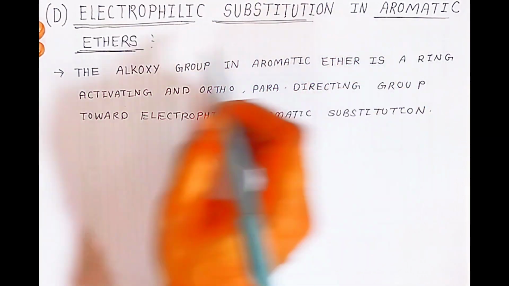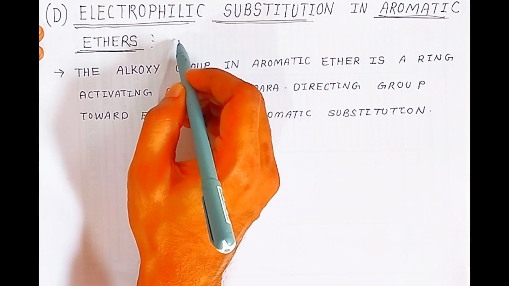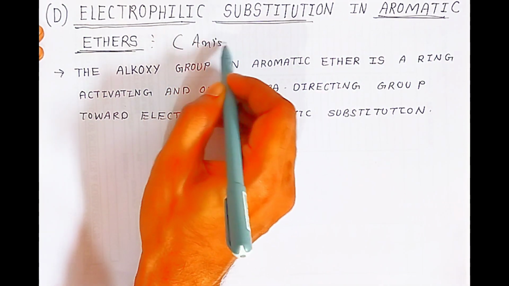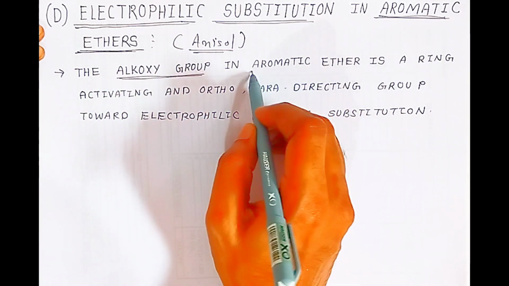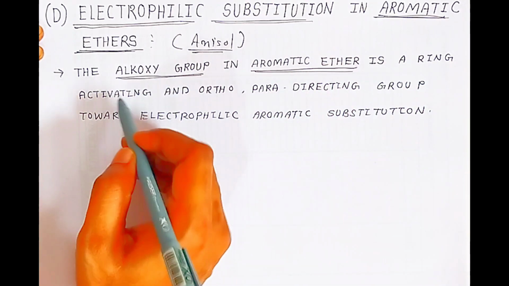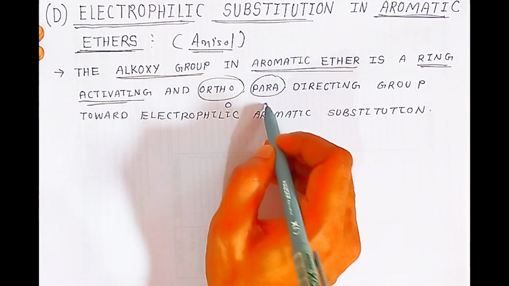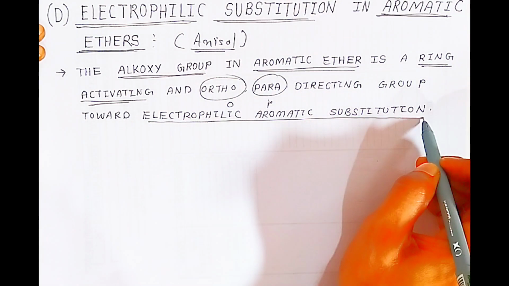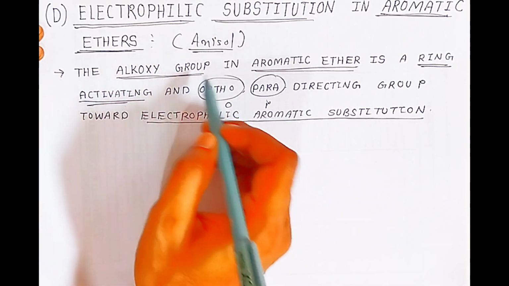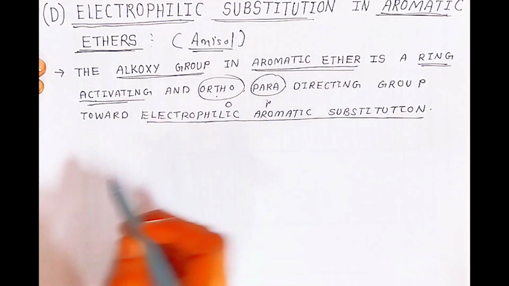Electrophilic substitution in aromatic ether. So here, students, in aromatic ethers we are mostly going to take anisole. The alkoxy group in an aromatic ether is a ring activating group, and it is an ortho and para directing group towards electrophilic aromatic substitution. So the alkoxy group is very important, students, because of it the ring will be activated at the ortho and para positions.